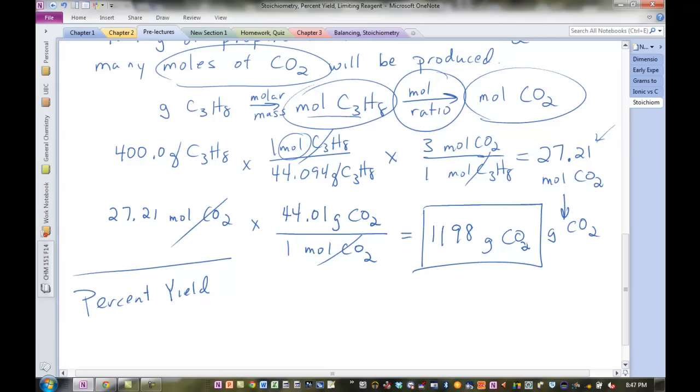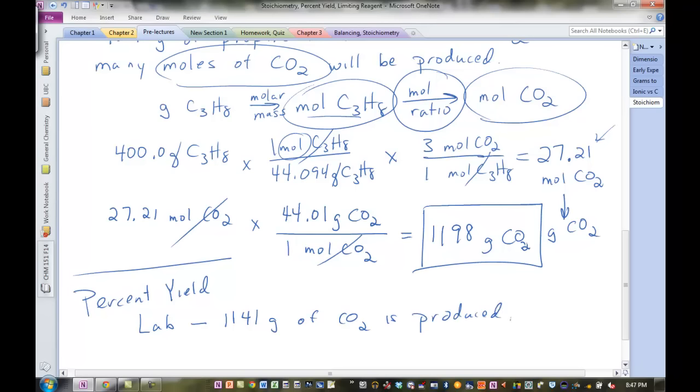Now, combustion reactions, the percent yield is going to be quite high. But let's say you actually run this reaction in the laboratory. You react 400 grams of propane, and you collect the CO2 gas that's produced, and you determine that, okay, so again, you're doing this in the laboratory, that 1,141 grams of CO2 is produced. So this is actually measured. This is not calculated.